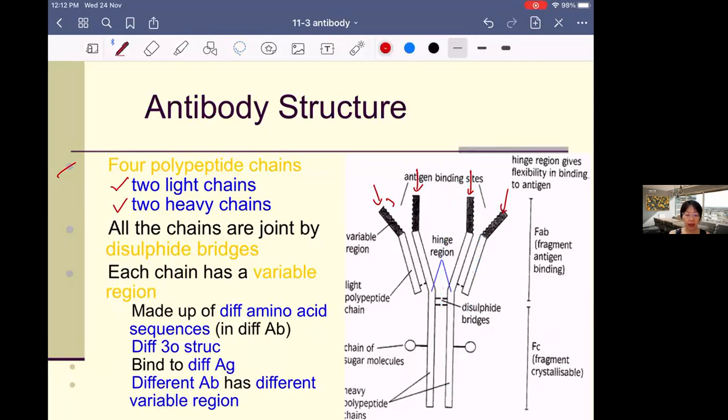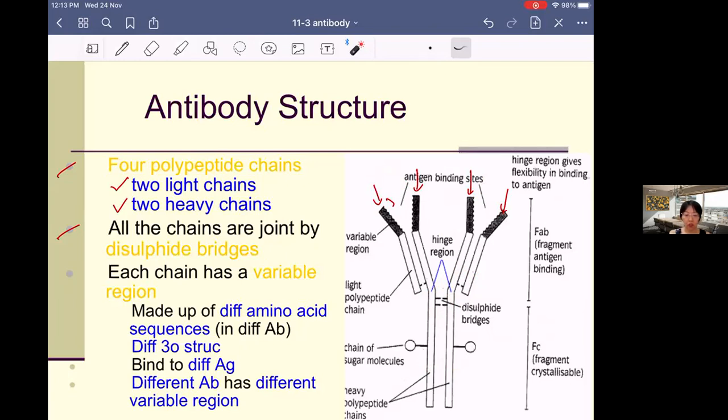And all the chains are joined by disulfide bridges. You can see the disulfide bridge here, right? Joining the two polypeptide chains, and you have two more disulfide bridges here that join these two heavy chains. One disulfide bridge joining the light chain and heavy chain. One disulfide bridge joining the heavy chain and light chain. Two disulfide bridges between the two heavy chains. Very easy to remember.